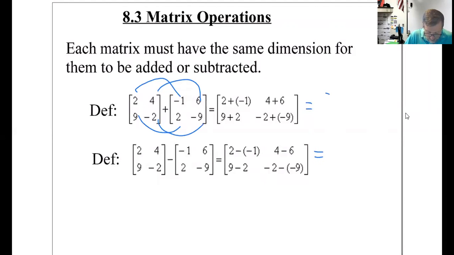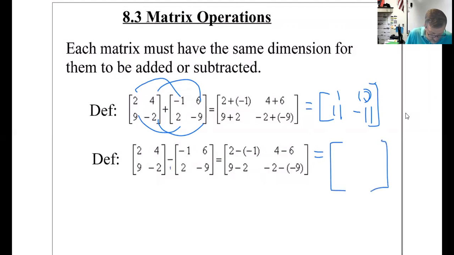So 2 plus -1 is 1. 4 plus 6 is 10. 9 plus 2 is 11. And -2 plus -9 is -11. And then also notice that your resultant matrix, and it's just rows and columns, is going to be the same dimensions. This time we're subtracting.